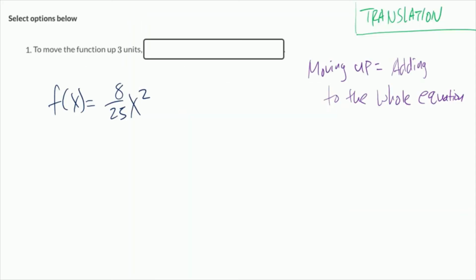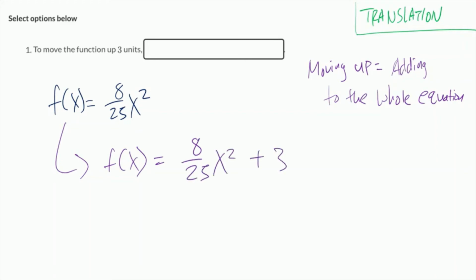1. To move the function up 3 units, blank. Now, this is a translation problem. This means when we're moving up, we're adding to the whole equation. What does that mean? Well, that means f of x equals 8 over 25 x squared plus 3, right? So in order to move the function up 3 units, we have to add a 3 to the end of the equation.